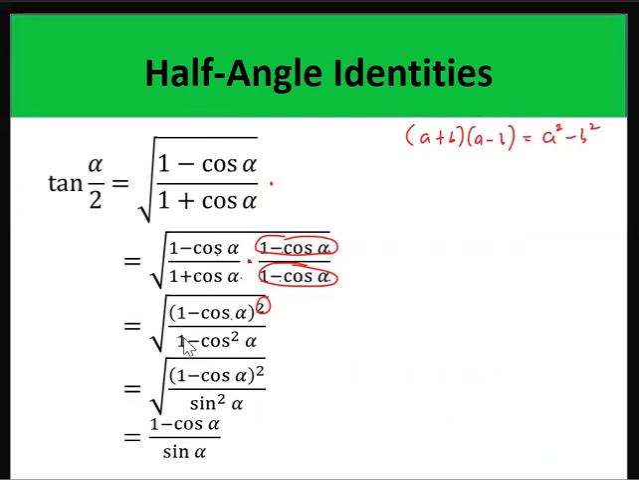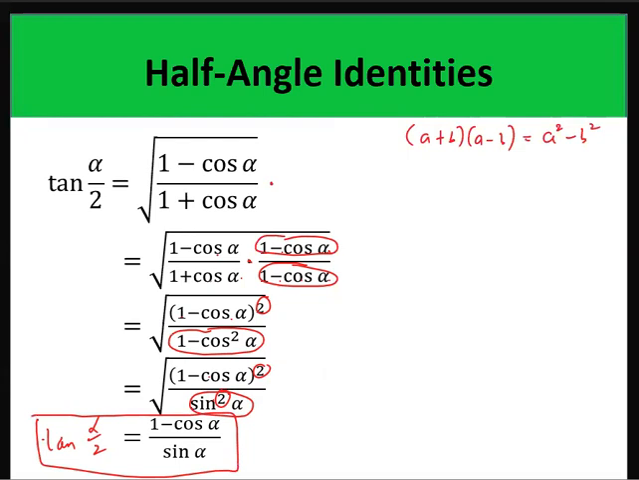So that's going to be 1 minus cosine square of alpha. And then using the Pythagorean identity, this 1 minus cosine square of alpha can be replaced by sine square of alpha. Since the numerator and denominator inside the radical are both squares, we can extract them outside of the radical, and that gives us 1 minus cosine of alpha over sine of alpha. So this is another formula for tangent of alpha over 2.